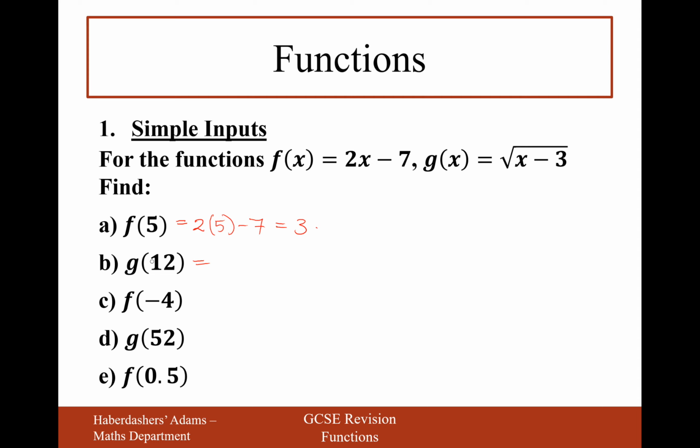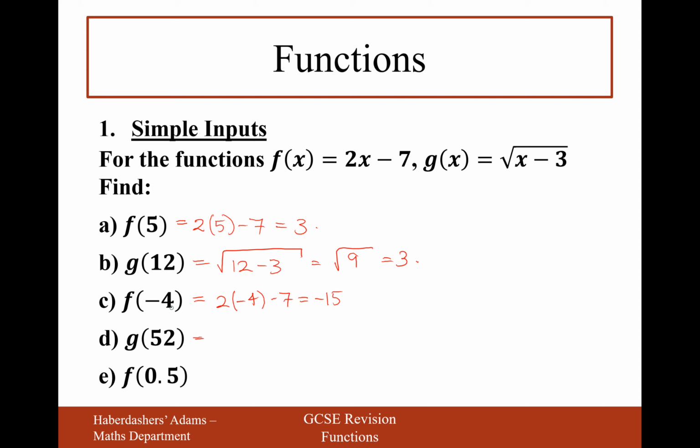G of 12. So that means replace x with the number 12 in the g function. So that's going to be the square root of 12 minus 3. 12 minus 3 is 9, and then the square root of 9 is 3. F of minus 4, that means replace the x value with the number minus 4, so 2 times minus 4, take away 7, that's minus 15.